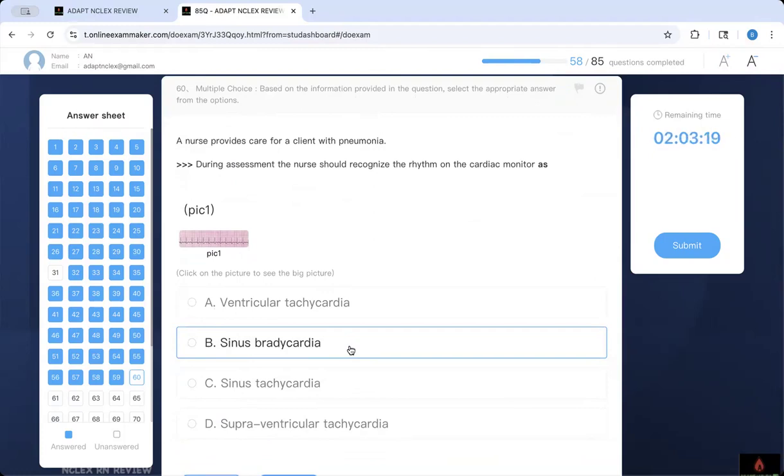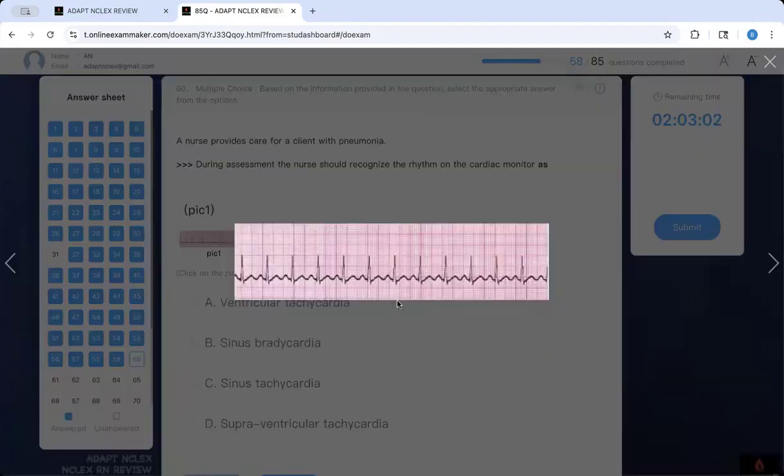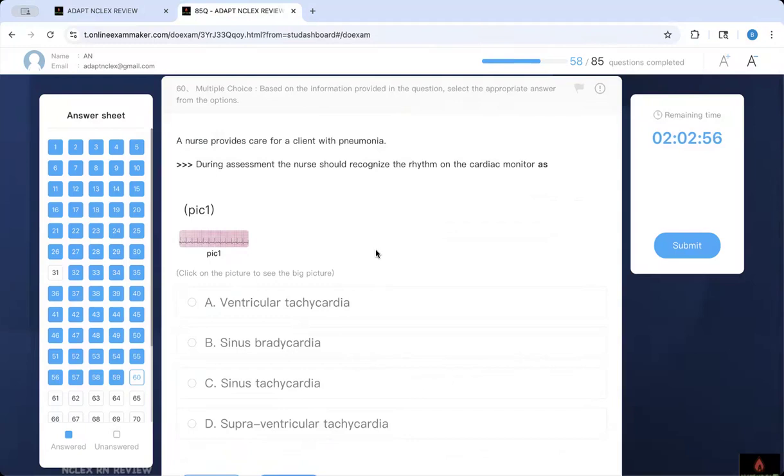What are we doing? And next, provide care for a client with pneumonia. During which assessment, the nurse should recognize the rhythm on the cardiac monitor as what? We already saw this, but I'm just using it as teaching. Pneumonia, infection. I have infection. Well, this is what I have. We saw, this is classic sinus tachycardia. It's the same question, but framing it so that you can know this is the way it will be.